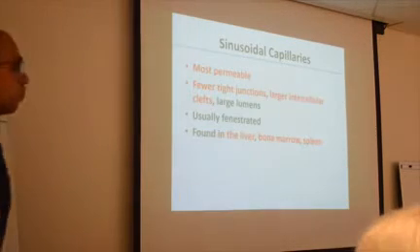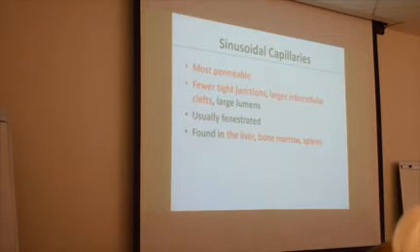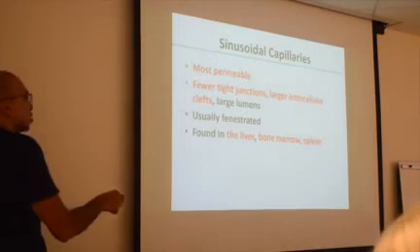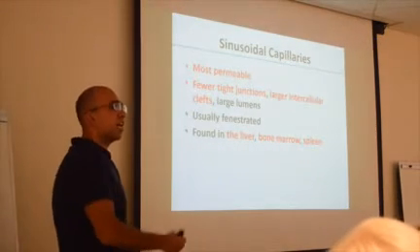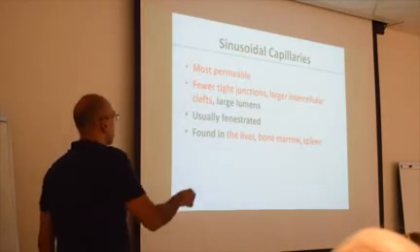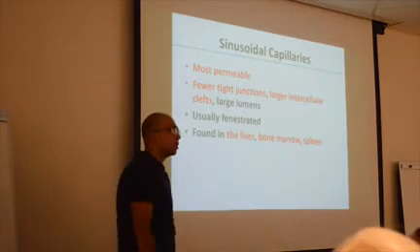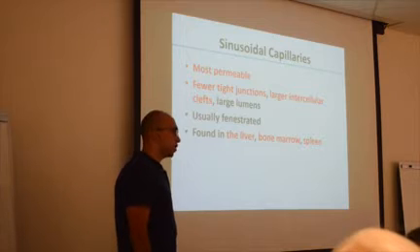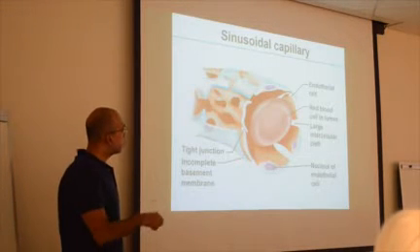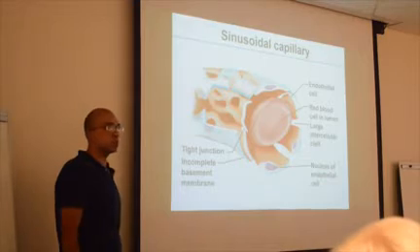Moving on to the most permeable type of the three, those will be my sinusoidal capillaries. And those will have fewer junctions between the cells. They will have larger intercellular clefts, and they will have large pores, and they will have large loops. Where do you think you need the most permeable type of capillaries?